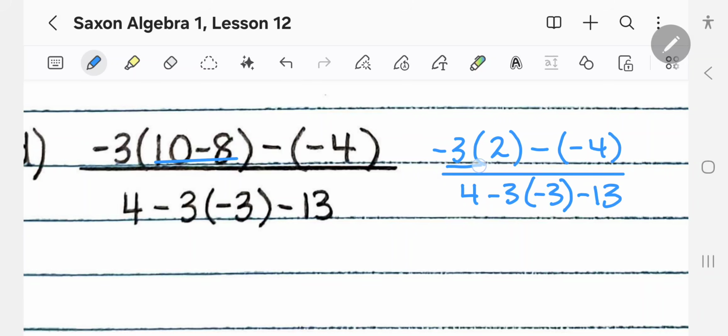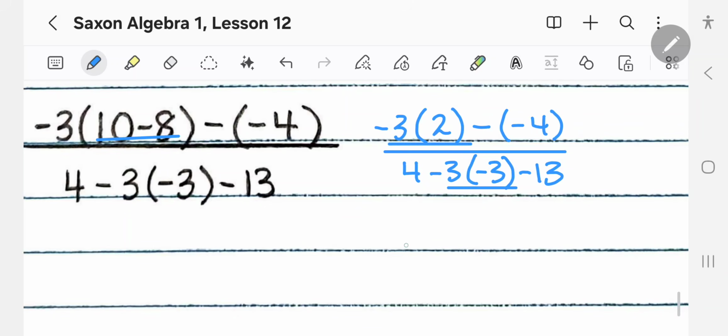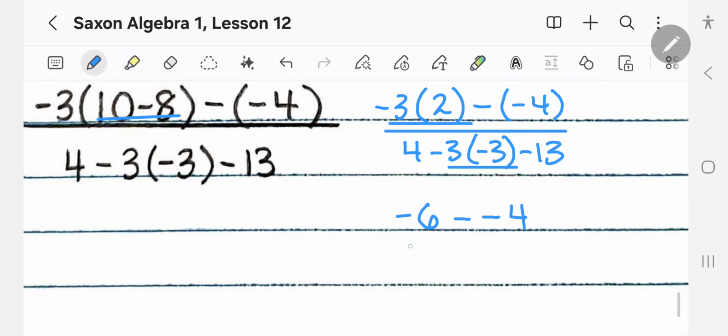Now let's go through and do our multiplications. Here's 1 and here's 1. -3 times 2 is -6, and then we have minus a -4. And we don't have to have those parentheses there. There's no multiplication, so I'm going to leave them out. Then I have in the denominator 4 minus 3 times -3 is -9, and then minus 13.